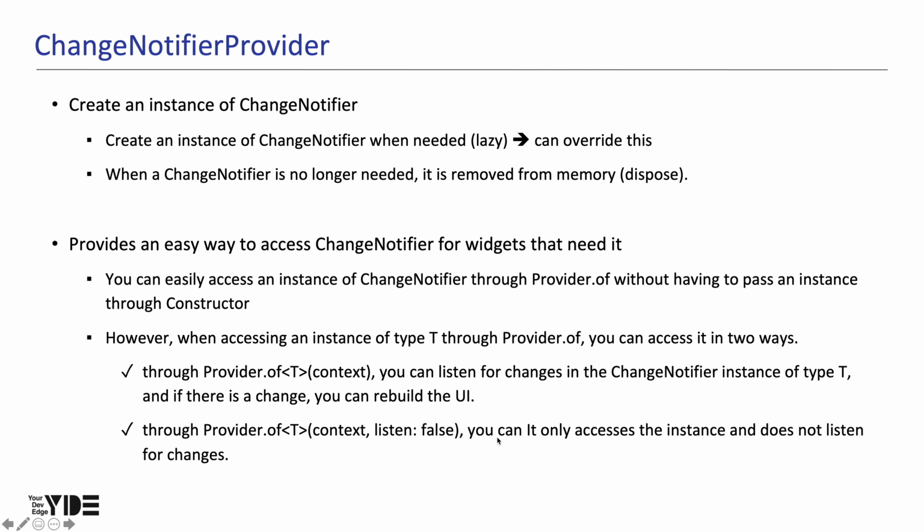Having two types of Provider.of is a reasonable choice. This is because there are cases where only the instance of ChangeNotifier is needed, and it is not necessary to rebuild the UI, even if the data of the instance changes. We saw an example of the button earlier.